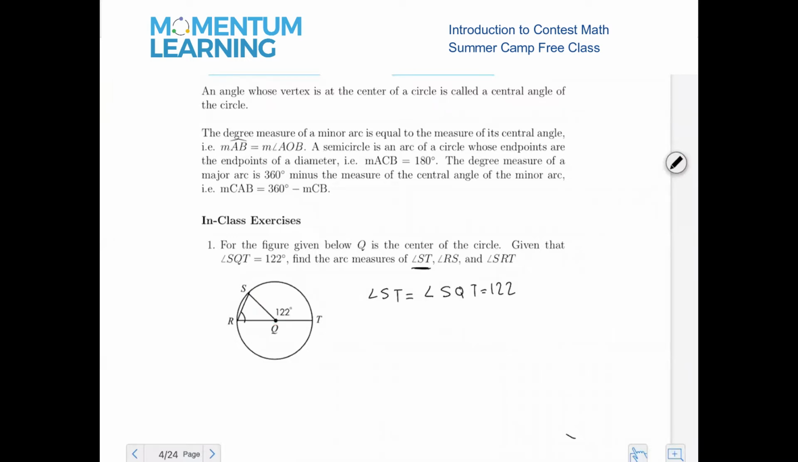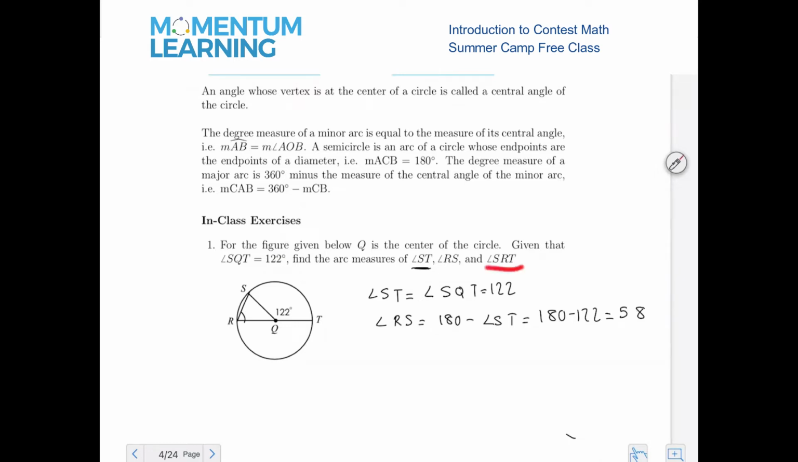Now, arc RS. You can see that RT is a diameter. If RT is the diameter, then this part here is half of the circle. So half of the circle is equal to what degree? The whole circle is 360, so half of the circle would be 180. Therefore, arc RS will be 180 minus arc ST, which is 180 minus 122, it is 58.